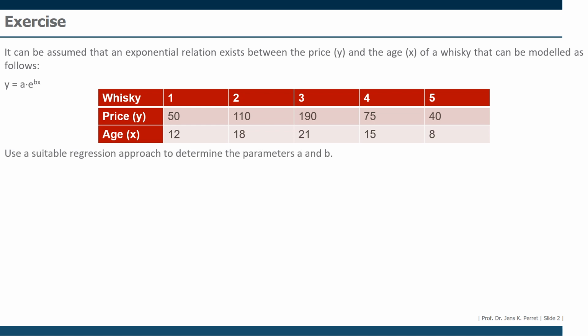Well, as I already said, use a suitable regression approach to determine the parameters a and b. At this point, y, the price, is supposed to be the dependent variable and the age is the independent one. So how are we going to go about this? Well, first off, this is not linear, so we cannot use the classical approach for linear regressions. But we might be able to reformulate this in a slight way to actually make it work with the approach for linear regressions we already know.